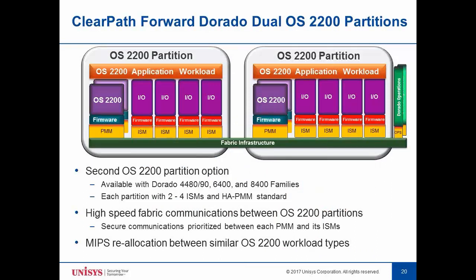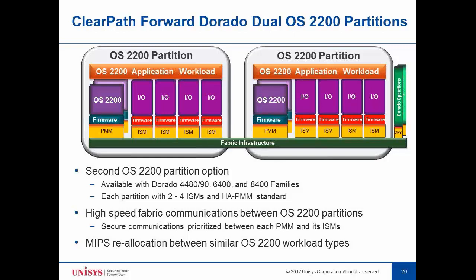This actually shows the diagram with those 2 partitions. It's available in the Dorado 4480, 4490, the 6400 and 8400 models. Again, 2 partitions in these models, each with up to 4 ISMs, and the high availability PMM as a standard configuration. The fabric infrastructure connects not only the elements within a partition, but the 2 partitions together.